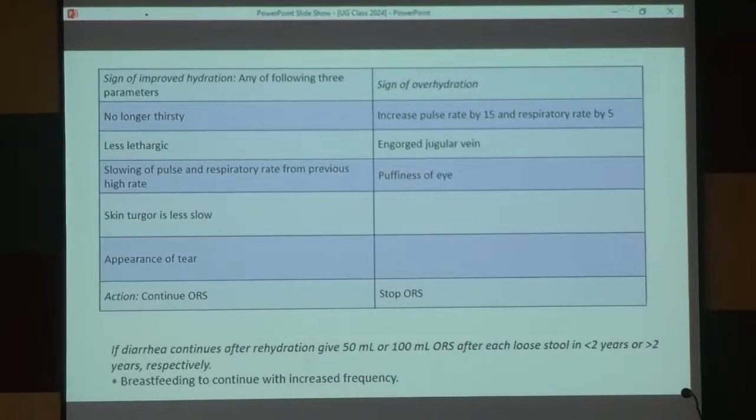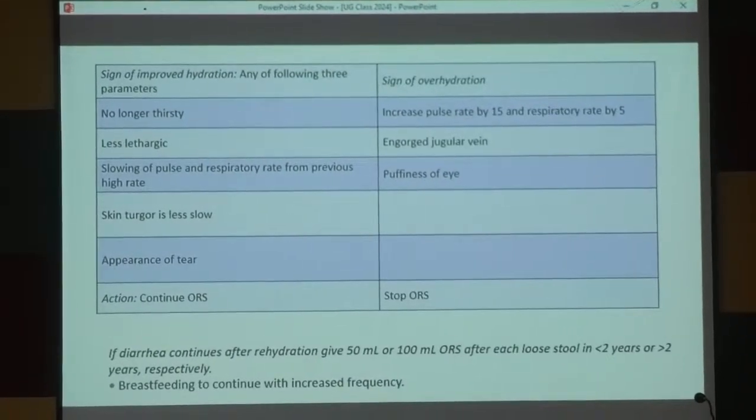But that is changed now. What is the change now? The respiratory rate and heart rate will be increased by 5 per minute or 15 per minute when you have the earliest sign of overhydration. Along with that, you will get other things, say puffiness of the eyes, etc. In that case, you should stop ORS. Otherwise, you should continue the ORS.